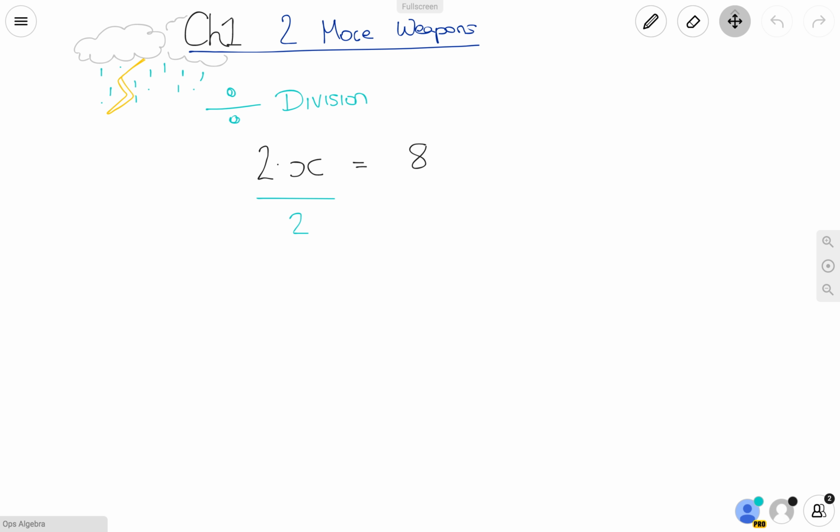Do I just do it to the left-hand side like that? No, I've got to do it to both sides. That's keeping it fair. So I divide the left by 2, and I divide the right by 2. Okay, now it's fair. I've done everything equally. And what am I left with? I've got 2 on the left. If you look, I've got 2 times x, divide by 2.